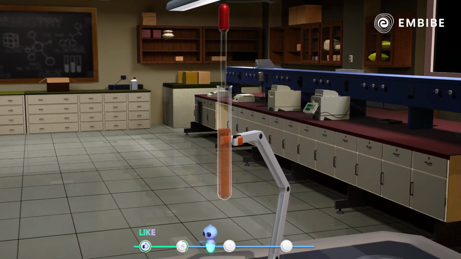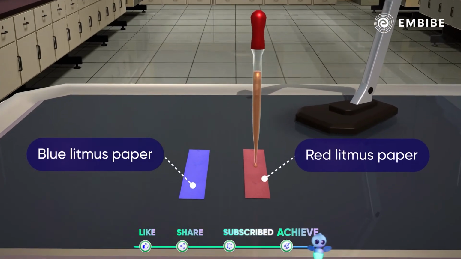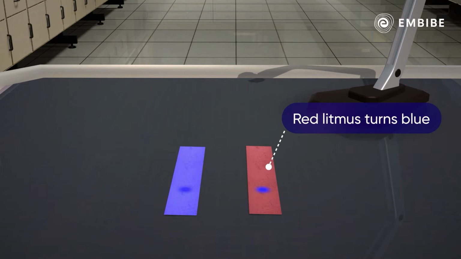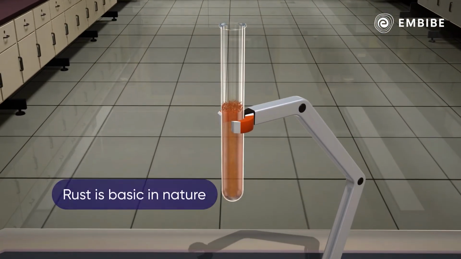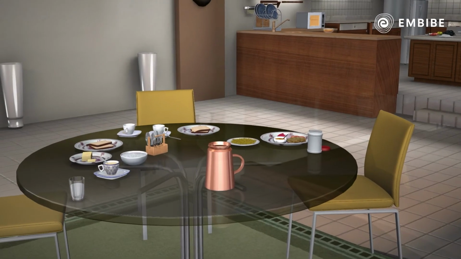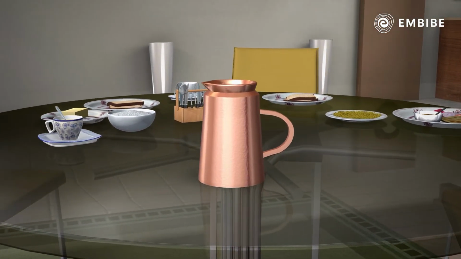Now, take a few drops of this solution and drop them on the red and blue litmus papers. A color change is observed only in the red litmus paper, which turns blue. This confirms that the rust formed from iron is basic in nature. So, what happens in the case of a relatively unreactive metal, say copper?